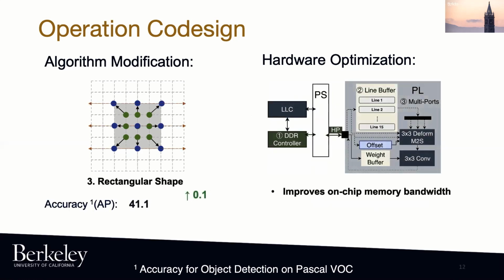And next, we're trying to see what is the accuracy when we force the shape of the deformable convolution to a rectangle shape. As opposed to the previous step, it actually increases the accuracy by 0.1 points. And this allows us to enable the parallel loading of a fixed number of data in every cycle from VRAM. And in this case, there will be 3 points loaded from the line buffer when we constrain the shape to rectangle in this design.